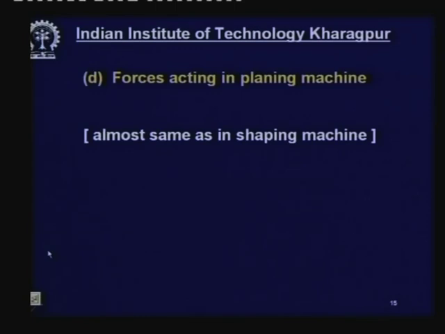Now, planing machine and shaping machines are more or less same. As I told you, the magnitude, location and direction of the forces acting on the different parts will depend upon the pattern of the source forces and then the configuration and dimension of the machine tool. Now, shaping machine and planing machine are same in respect of machining principle. So, Px, Py, Pz will be exactly same, only the forces distributed at the different points will be different because the planing machines are large, the dimensions are different. Otherwise, the basic principles are all same.